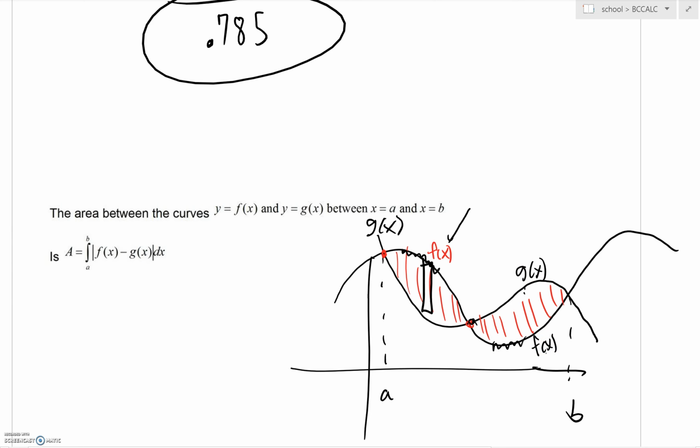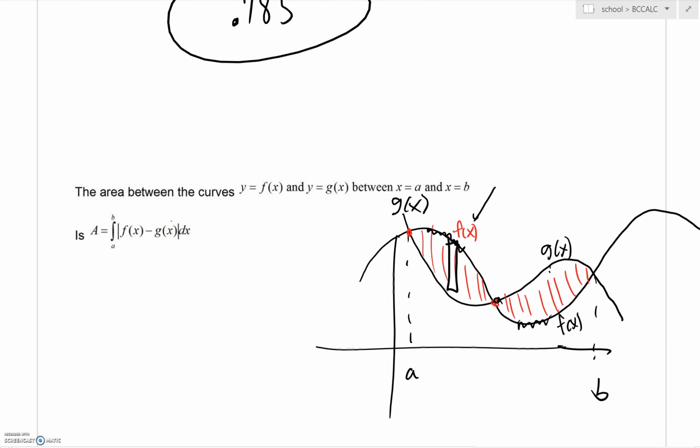You could definitely do it, but look at this. Delightfully, if you could integrate the absolute value of f minus g, if you had that as a calculator problem, then you could find the area between the two curves super fast.